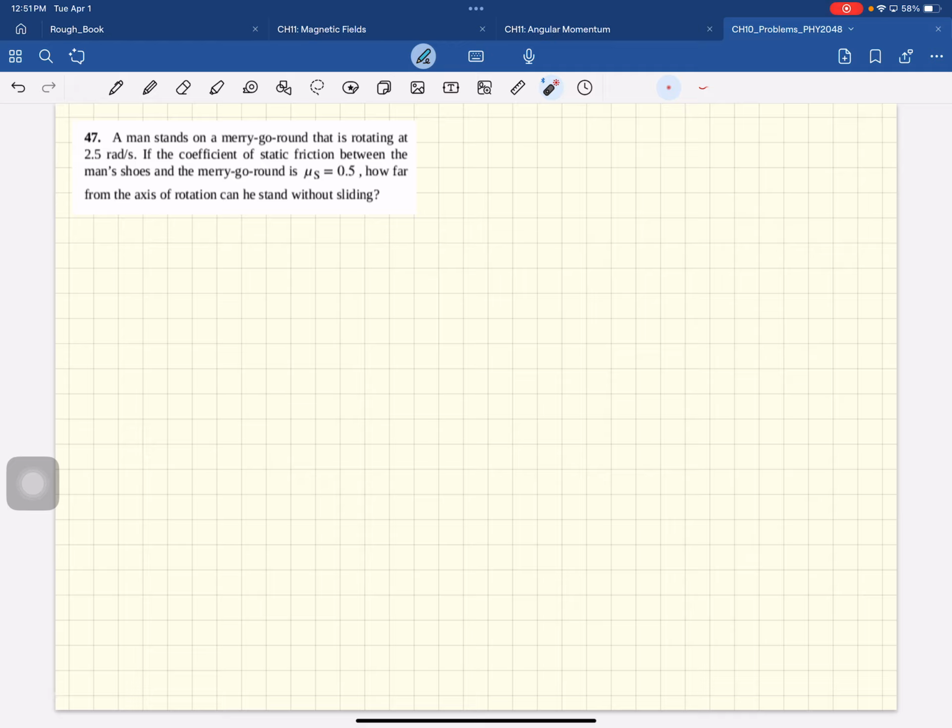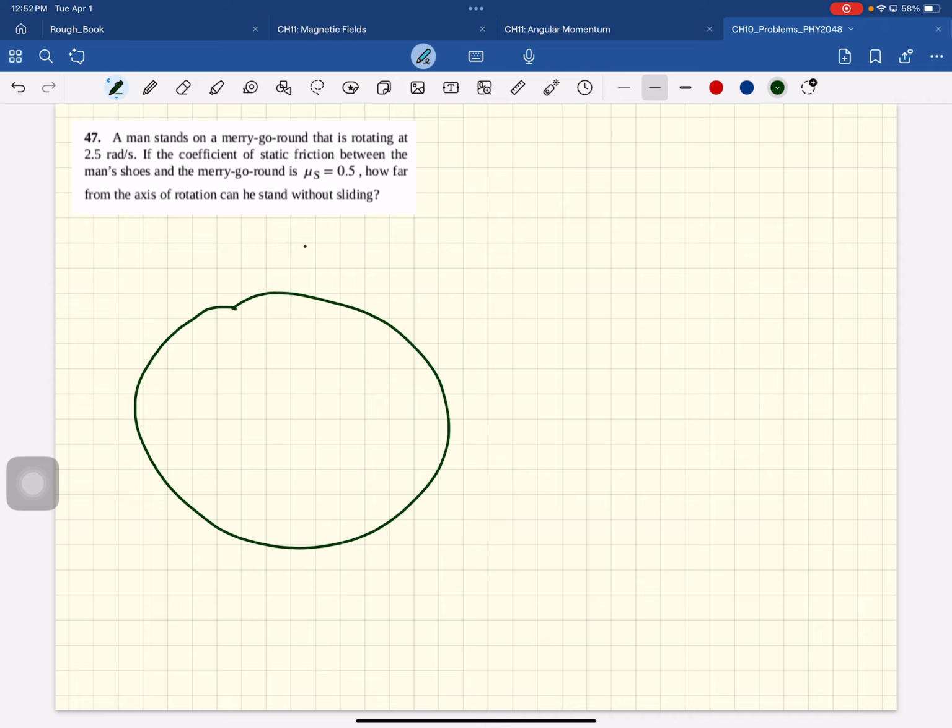This problem says a man stands on a merry-go-round that is rotating at 2.5 radians per second. If the coefficient of static friction between the man's shoes and the merry-go-round, mu s, is 0.5, how far from the axis of rotation can he stand without sliding? So here's a merry-go-round rotating about that axis. Now this is a top view.